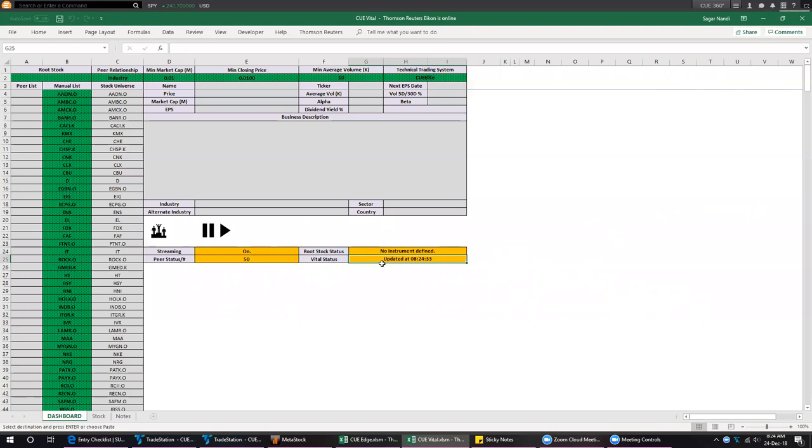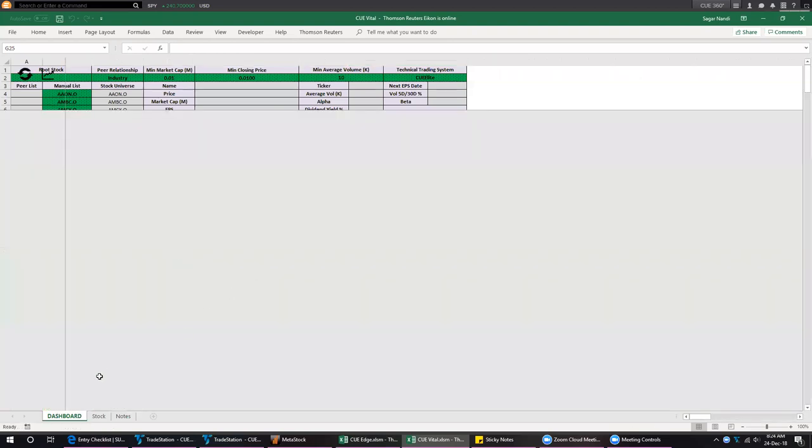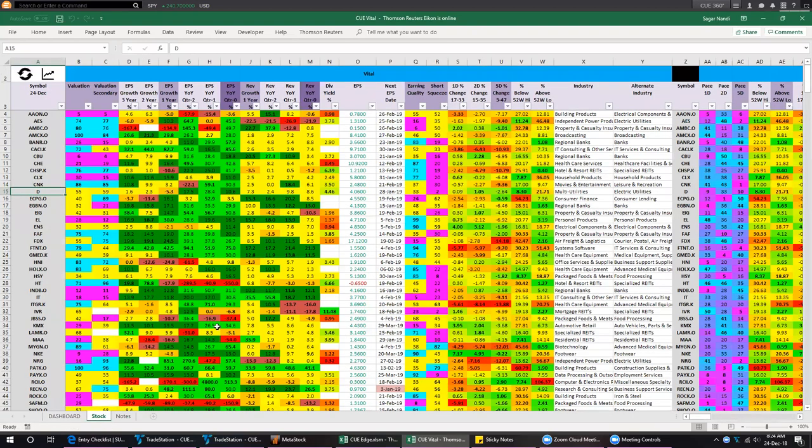It has updated the data, I can see. It has 50 stocks and it has very fast retrieved the data from Thomson Reuters and our system has calculated the vital statistics. These are the stocks. This is our vital scorecard. In QVital, there are multiple panels at the top. You can see the header. This is the vital panel. Most of the decisions can be made from the vital panel.